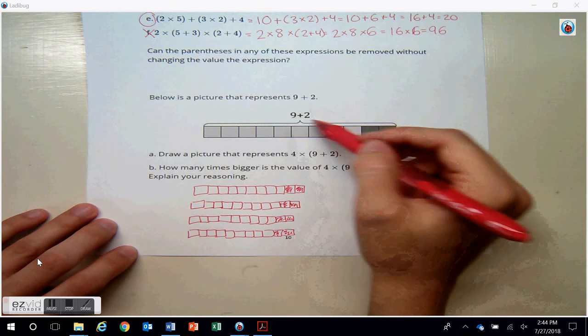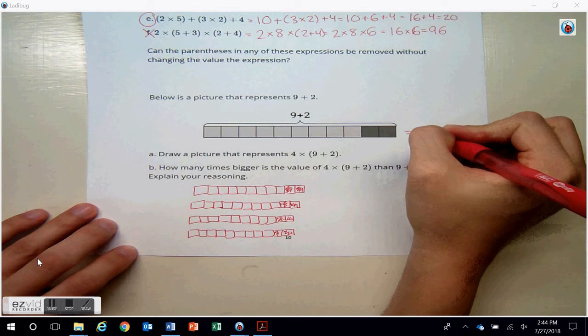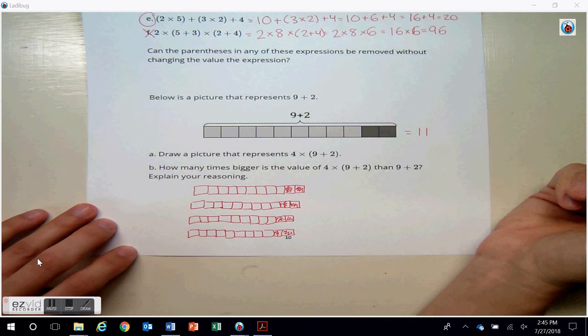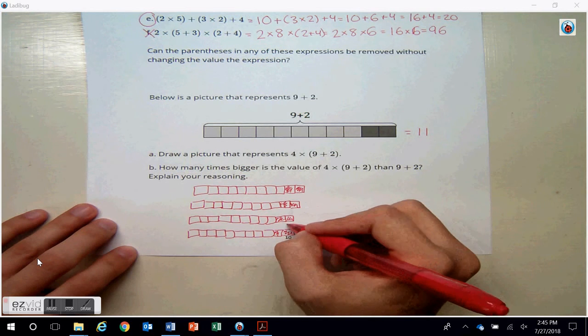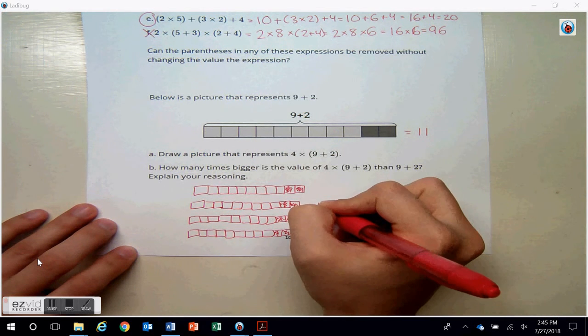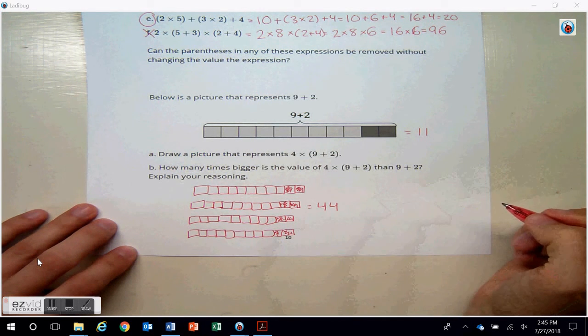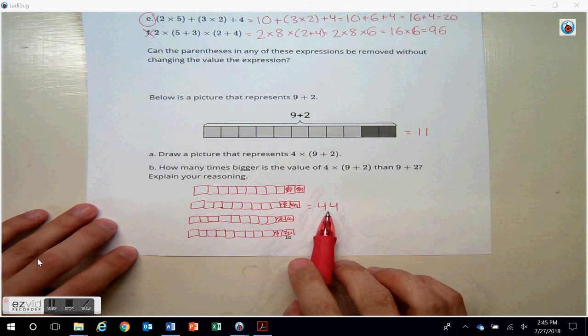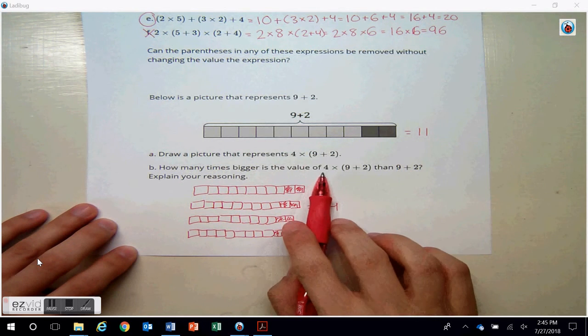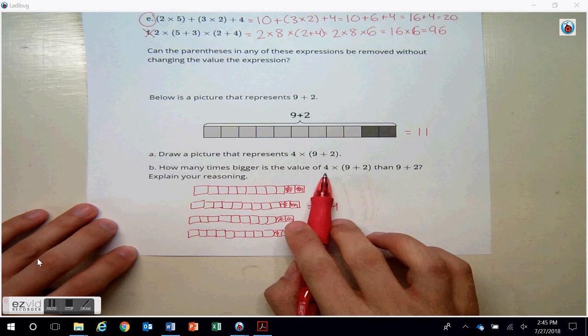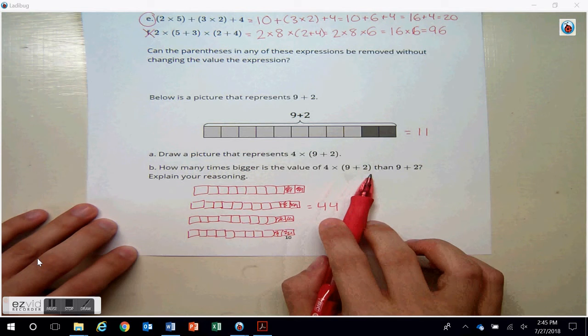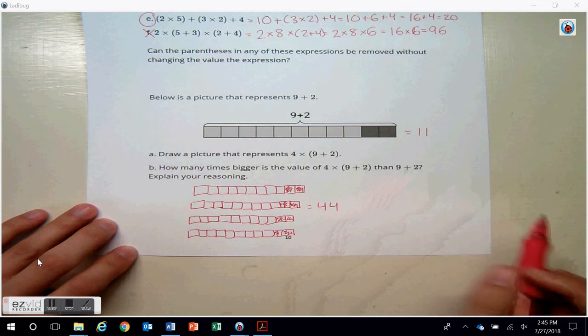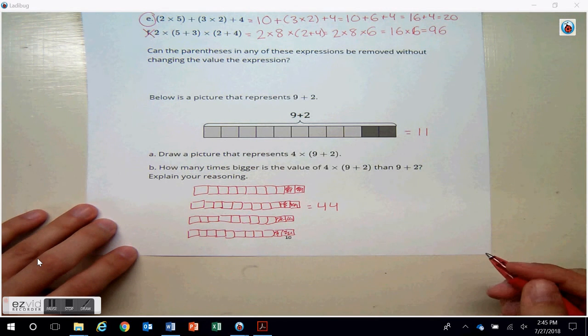Now, if I had done 9 plus 2, 9 plus 2 gives us a total or a sum of 11. If I have 4 of those groups, I end up with 44. How many times bigger is 44 than 11, or my expression, 4 times the sum of 9 and 2, than 9 plus 2? Explain your reasoning.